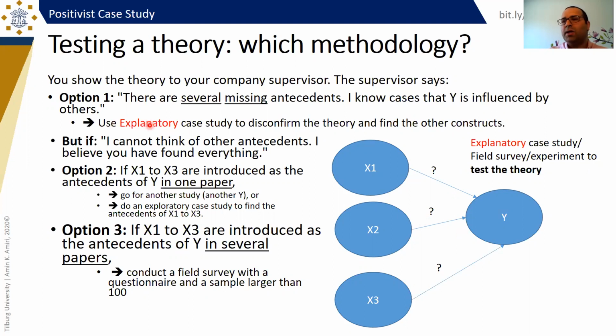Then I'm going to use explanatory case study to confirm this theory, not to support the theory, but your goal is to show the literature that you're wrong, to show all those authors that you are wrong. In this context, this doesn't work.